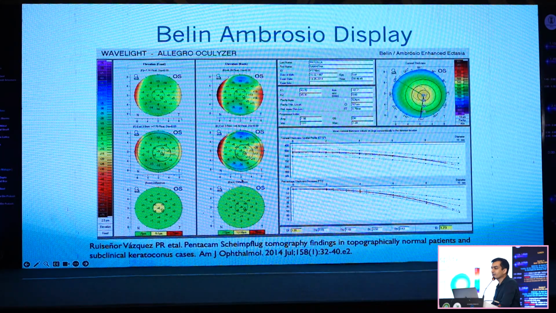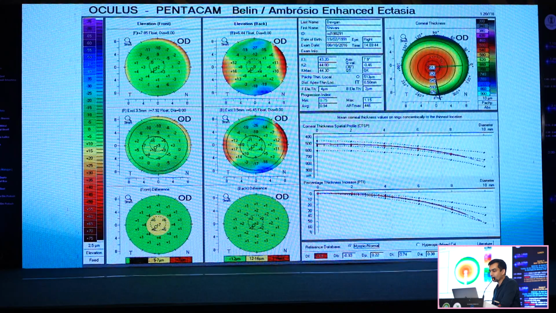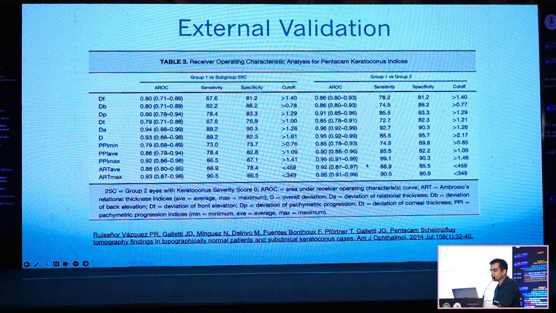Now when we start looking at Belin-Ambrosio, a lot of times we just look at individual Ds. This is D front, this is D back. This is the specularity correlation index, this is the D for the thinnest point, and this is the decentration of the thinnest point. Individual Ds have a very poor sensitivity and specificity, as can be seen here.